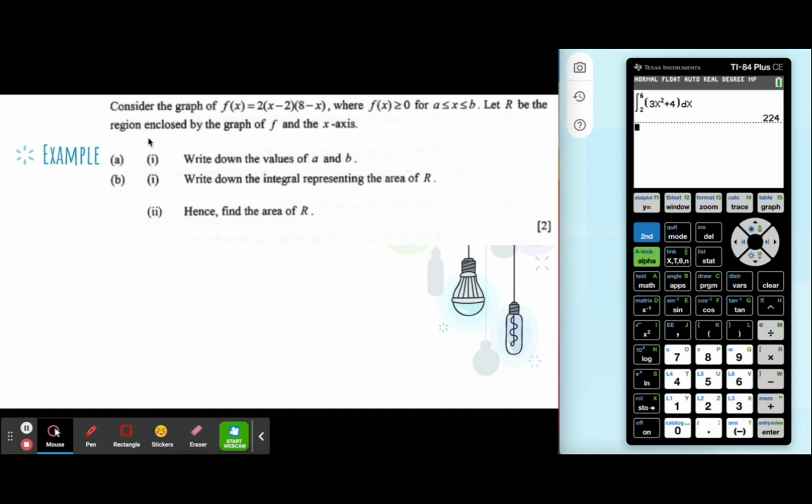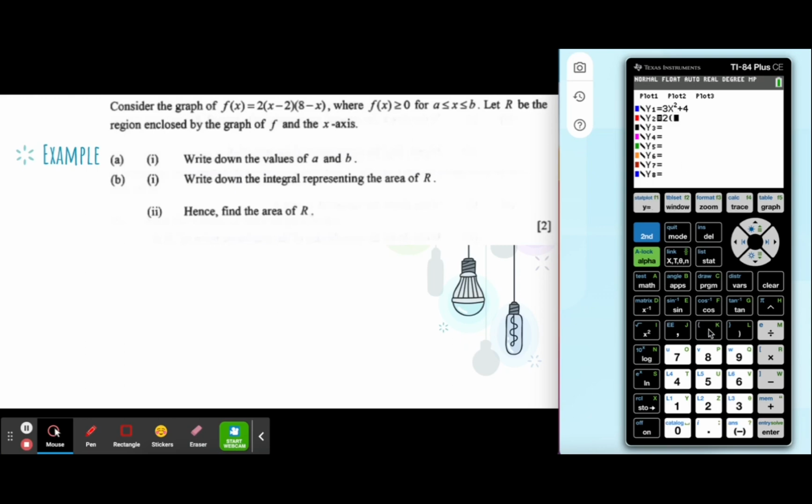Let R be the region enclosed by the graph of f and the x-axis. Write down the values of a and b. So first off, let's try and graph this. So I'm going to go onto my calculator. I'm going to just erase my first function, and I'm going to type in this second function.